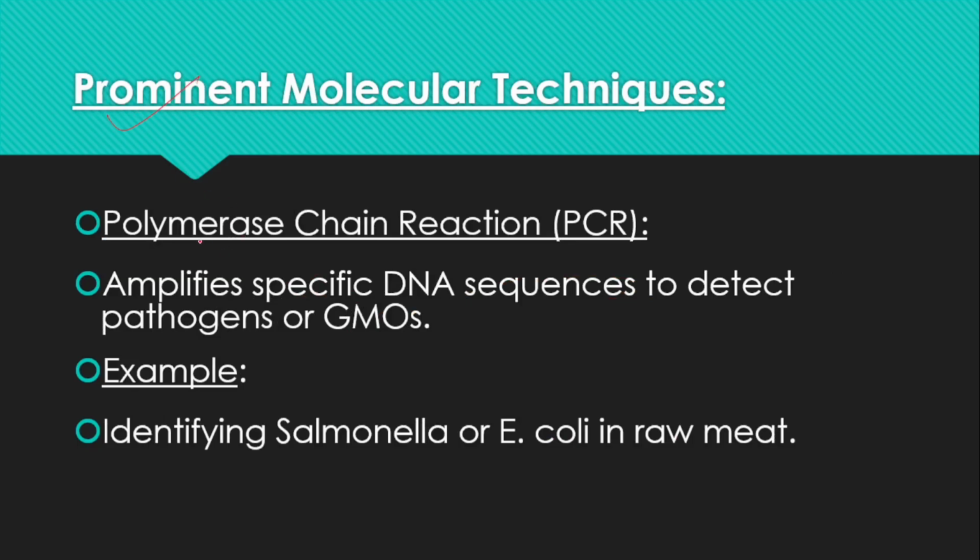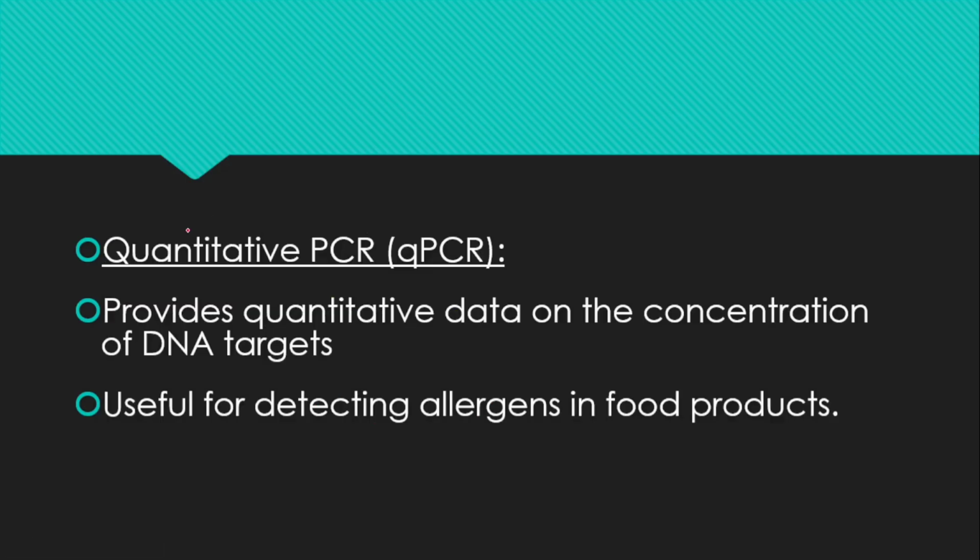Prominent molecular techniques used are polymerase chain reaction, that is PCR, which amplifies specific DNA sequences to detect pathogens or genetically modified organisms. Example, identifying Salmonella or E. coli in raw meat. Next is the quantitative PCR. It provides quantitative data on the concentration of DNA targets. It is useful for detecting allergens in food products.